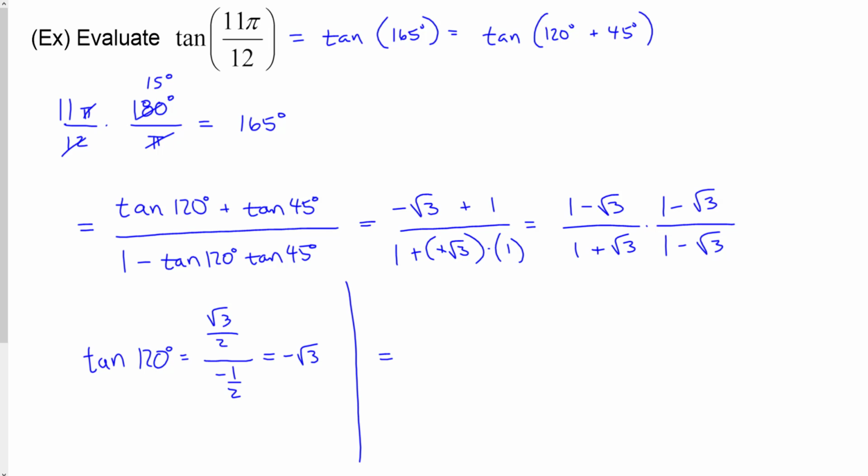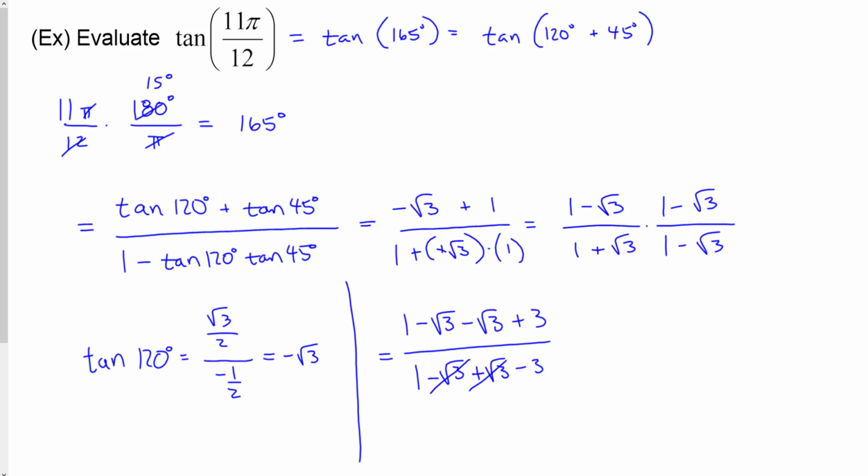So 1 times 1 is 1. 1 times the negative root 3 is negative root 3. Negative root 3 times 1 is negative root 3. Negative root 3 times negative root 3 is positive 3. In the denominator, you have the difference of squares. So it's similar. 1 times 1 is 1. 1 times negative root 3 is negative root 3. Positive root 3 times 1 is positive root 3. Positive root 3 times negative root 3 is negative 3.